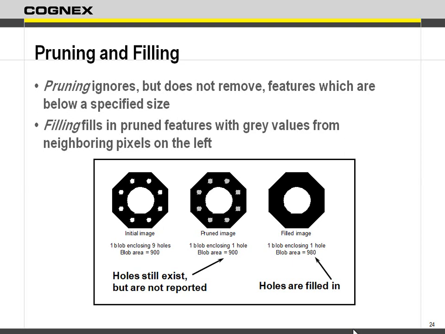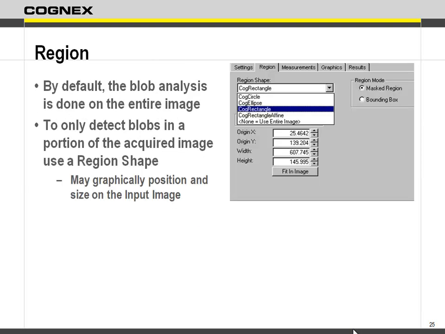Or I could fill. And if I fill, what happens is I still have one blob enclosing one hole, but now all the different holes, their areas now go into the blob area. So you can choose, do you want the holes to be part of the area of the blob or not part of it? Your choice. You can also choose which region. Like any of the other tools, where are you looking for your blob? So you can set what the region should look like.